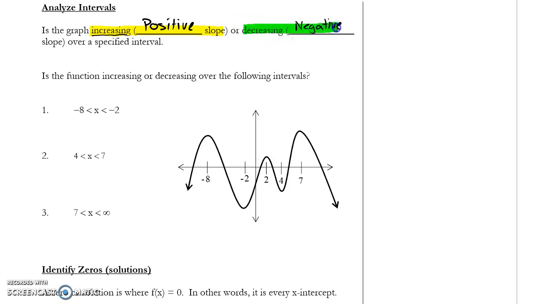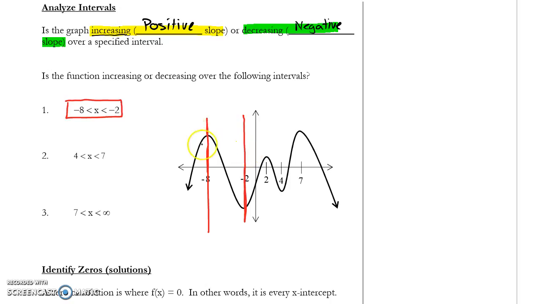So if it's decreasing, it has a negative slope. But we're talking about a function that curves. It keeps curving. It's going up, down, up, down, up, down. That's why we're talking about it in just an interval. When I give you this interval, I'm asking, as I look from -8, here's my -8, until I get to -2, here's my -2.